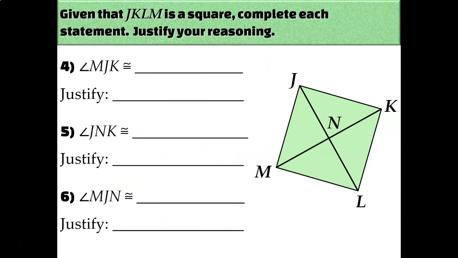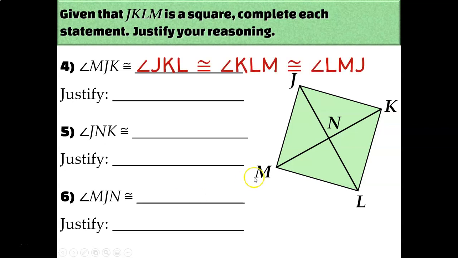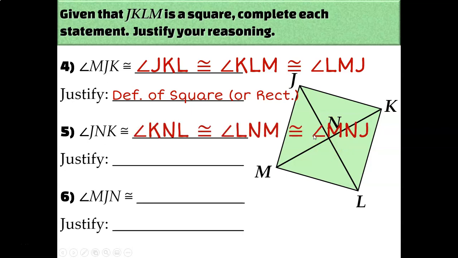MJK would be congruent to all four of the other angles. MJK is one of the four angles of the square, and since it's a square, or since it's a rectangle, all four angles have to be the same. Angle JNK is one of the four angles created by the intersection of the diagonals, and since a square is a rhombus, we know that all four of these angles must be right angles. So I can say that angle JNK is congruent to KNL, is congruent to LNM, is congruent to MNJ, because of the perpendicular diagonals of a rhombus theorem.